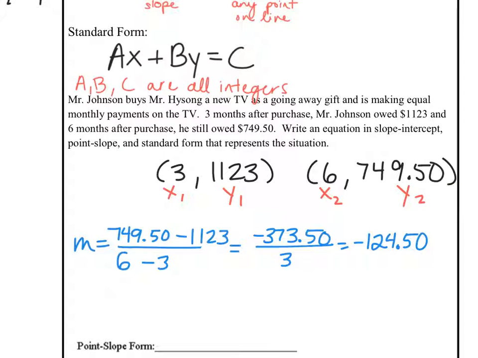What does this mean? Like in terms of this is a real life scenario, so what does it mean, DJ? Like every month he's paying that much. Right. So every month that much comes off of how much he owes. Great. Okay, so we've got our slope.